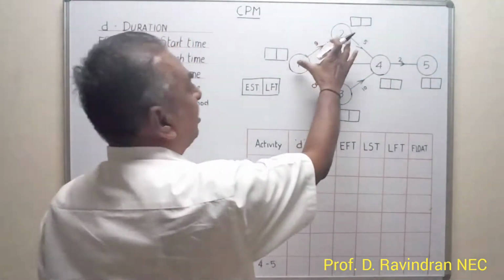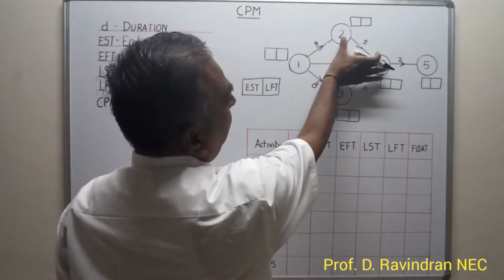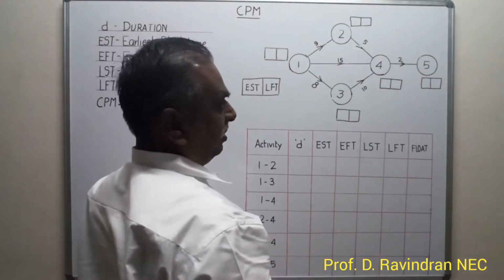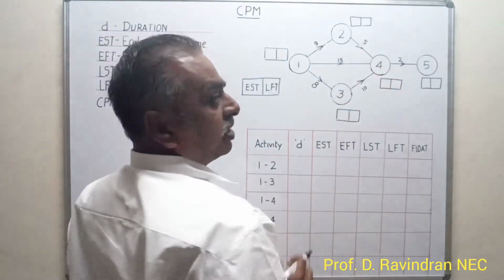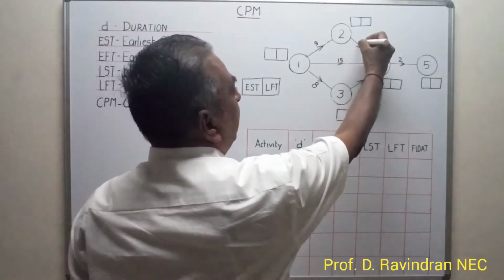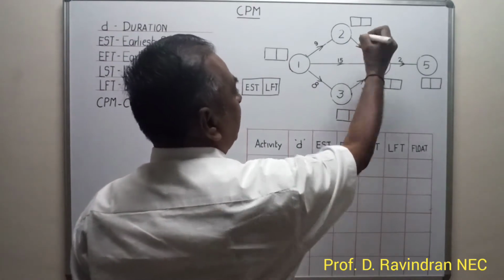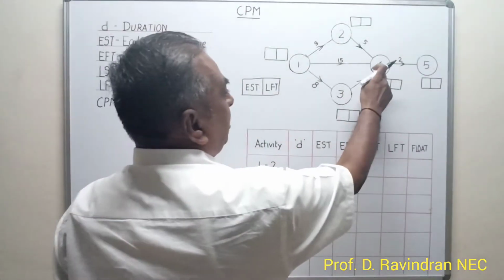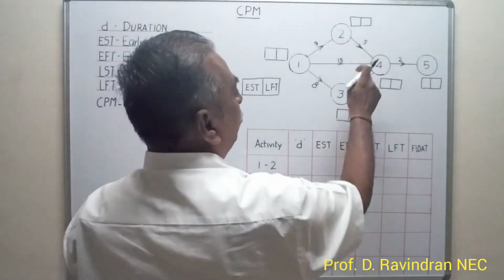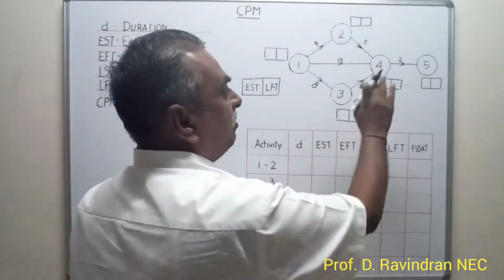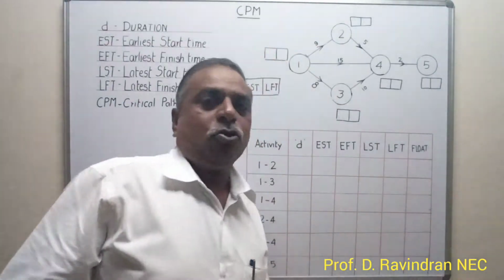It means after completing 1-2 only can we start the 2-4 activity. Similarly, after completing 1-3, we can start the 3-4 activity. That interrelation is shown by the arrows of this network diagram. Now, the 4-5 activity can be started after completing 1-4, 2-4 as well as 3-4. Then only we can complete the total project.